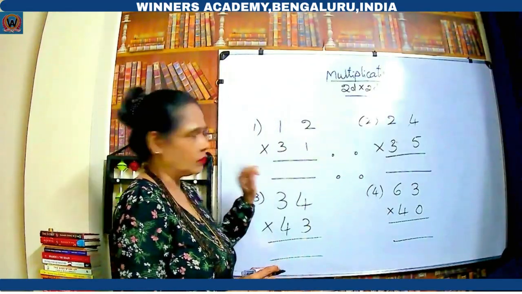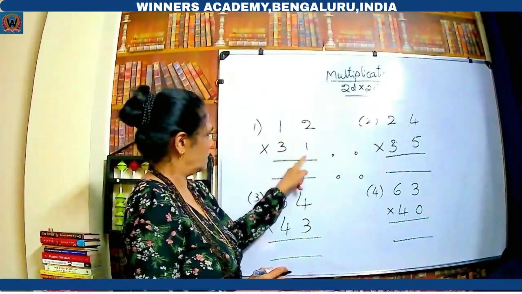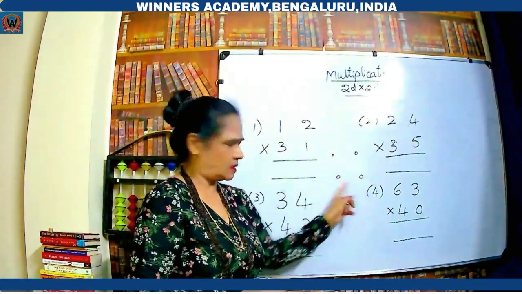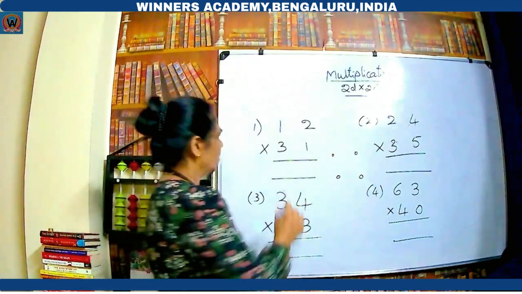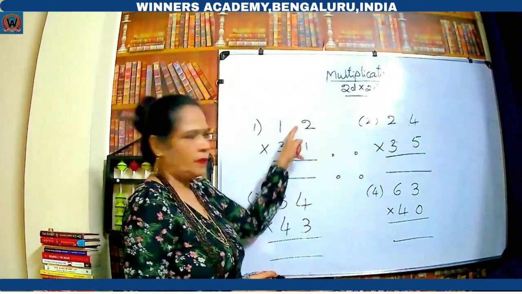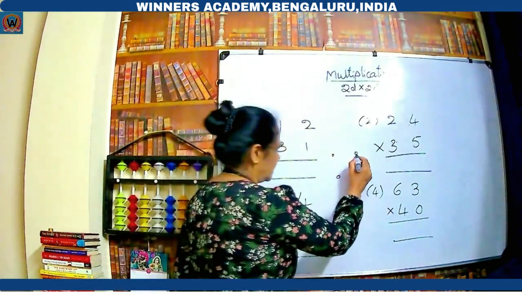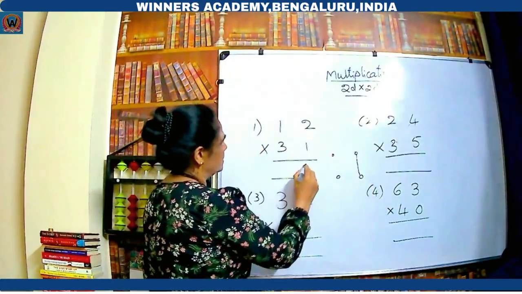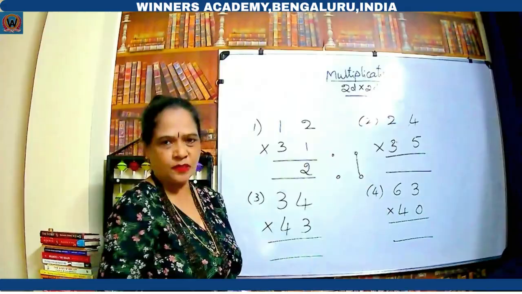If you take the first question, 12 multiplied by 31, 4 numbers are there. I have taken 4 numbers as 4 dots. First, what we have to do, multiply units and units. Means these two we have to multiply. So 2 into 1 is 2. That is the first step.